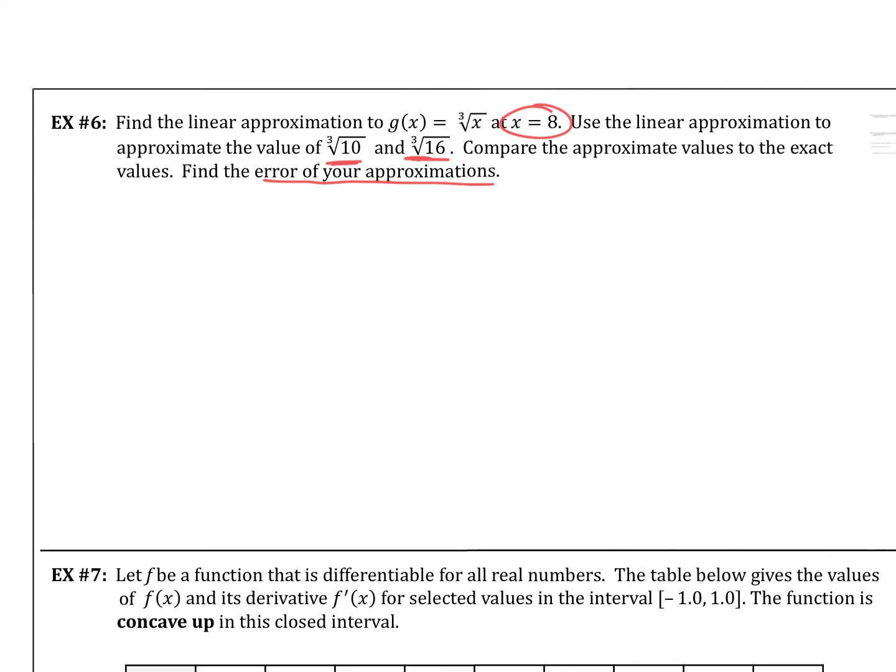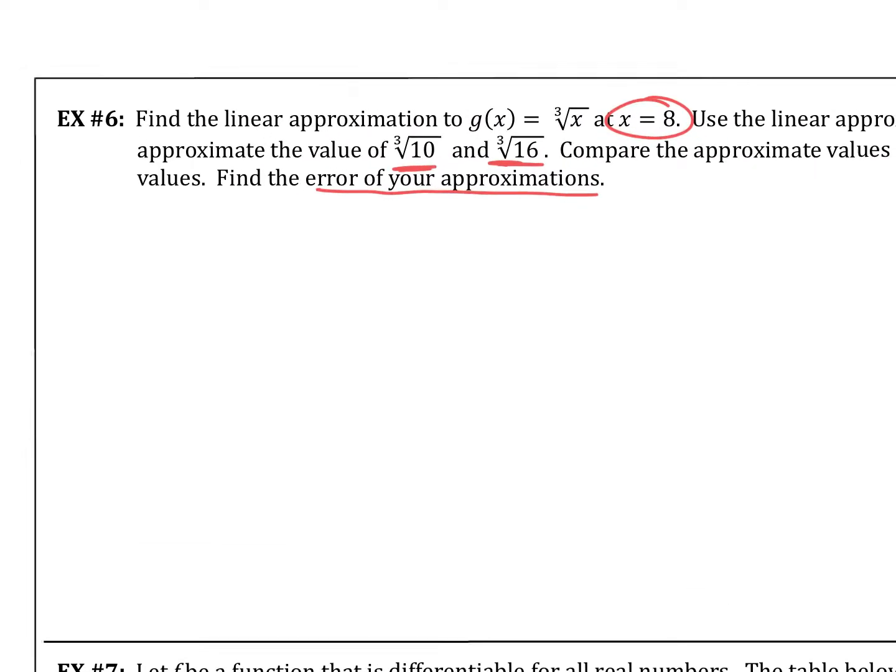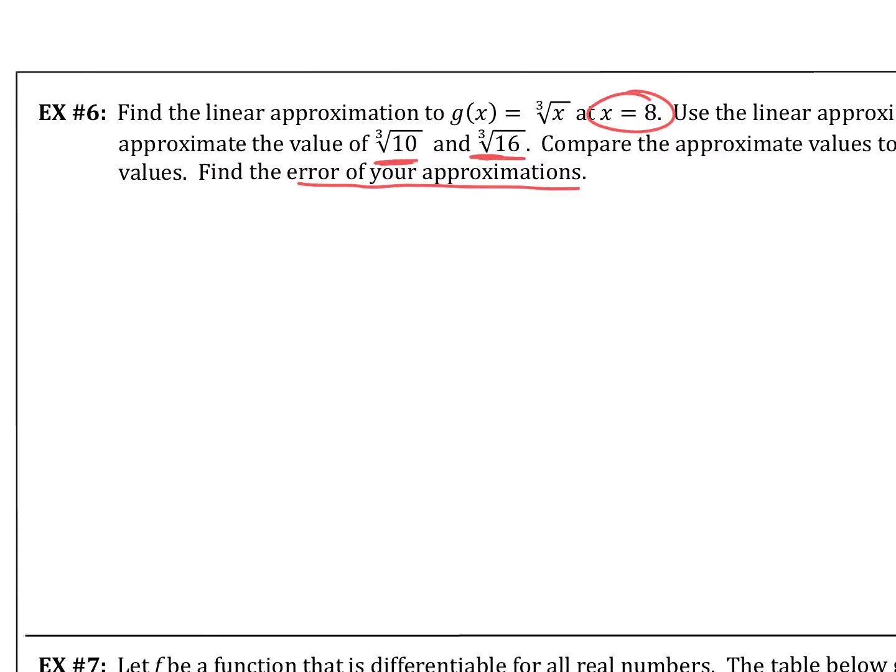Now, earlier in the year, we talked about if a function has local linearity at a point, that also means it's differentiable at that point. So what we can do is, first of all, evaluate g of 8. If I find g of 8, that's the cube root of 8. The cube root of 8 is 2. So my ordered pair is 8, 2.